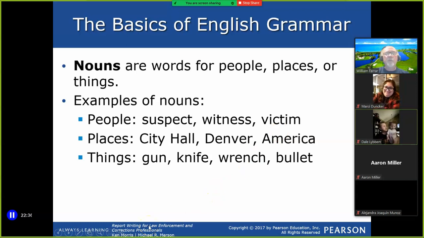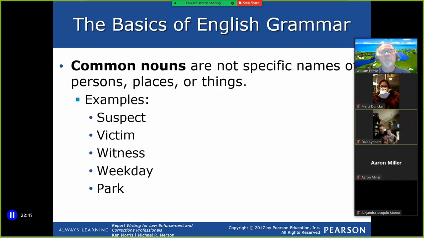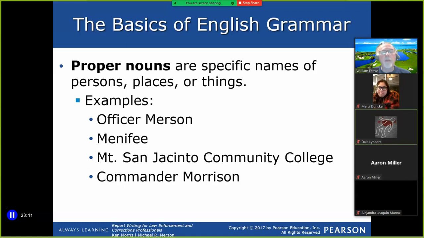So when we look at nouns: people, suspects, witnesses, victims; places, City Hall, Denver, America; things, guns, knives, wrench, bullets. These are all nouns, right? And common nouns, just remember, are things that aren't specific names, like suspect, victim, witness, weekday, park. It doesn't name the actual park. It's just a park. I located the suspect in the park. Well, you don't capitalize park unless it's got a name.